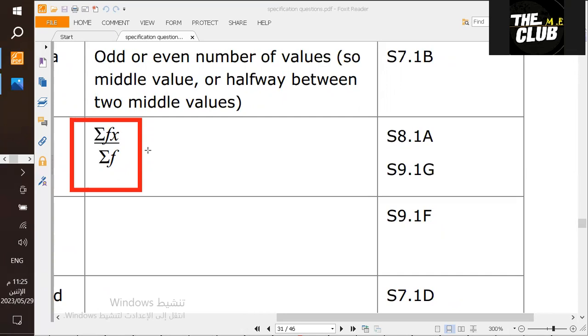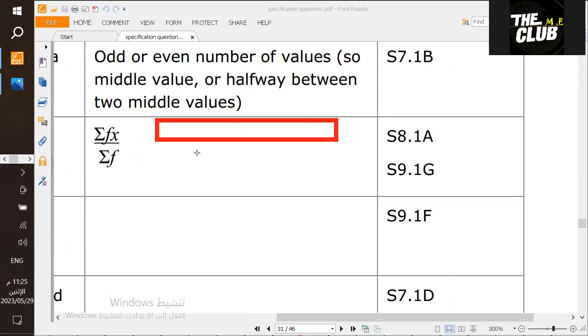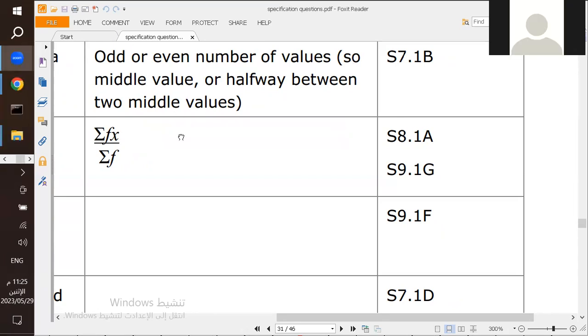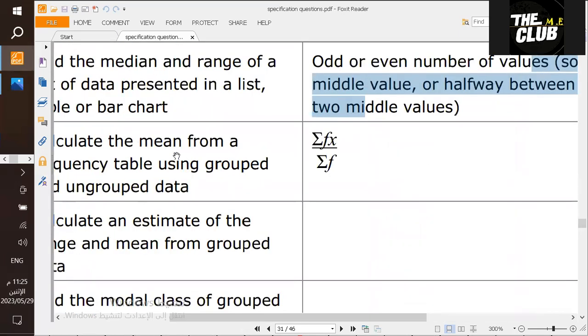When you add frequency, add them all, and then you divide them by the number. What do we call this? The mean. The mean. Good. Yes, it's the mean.